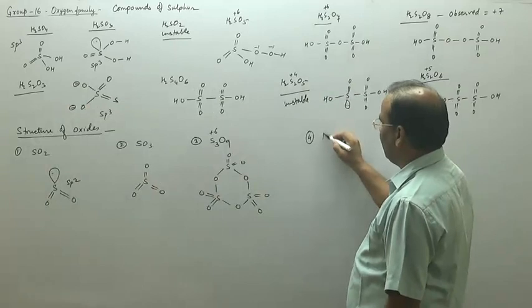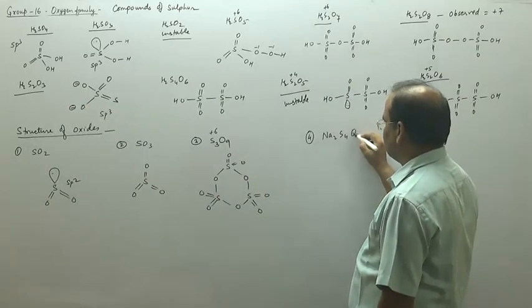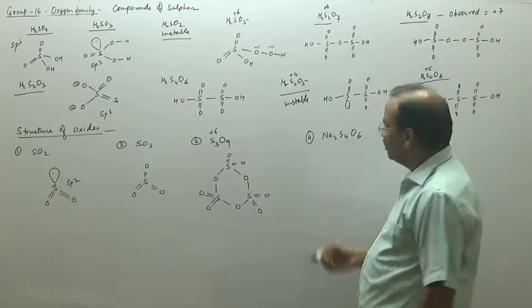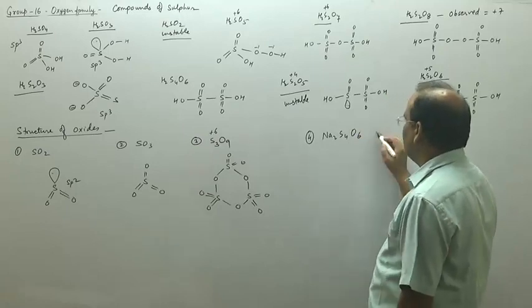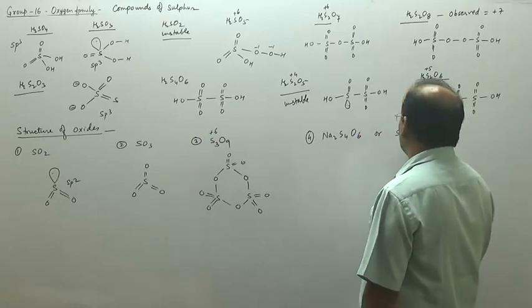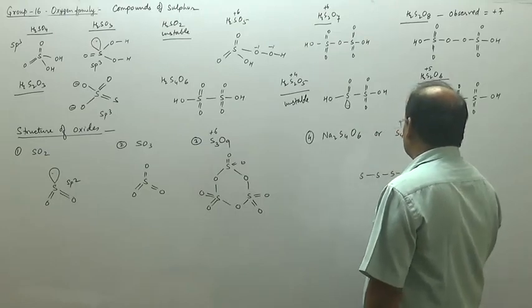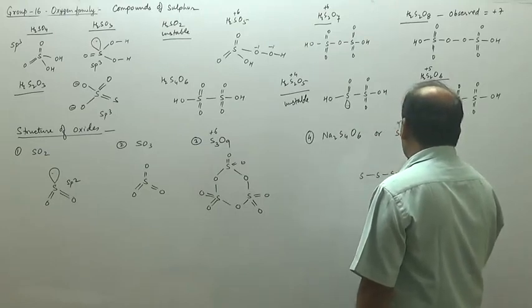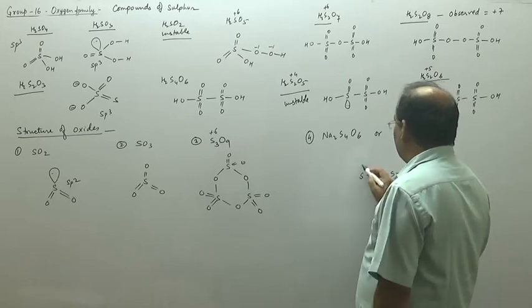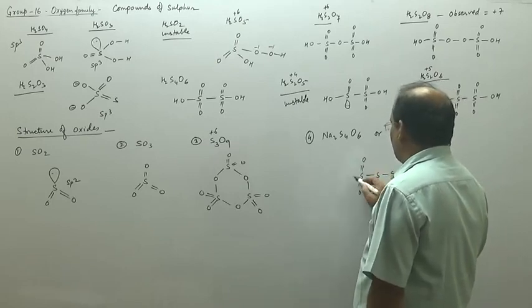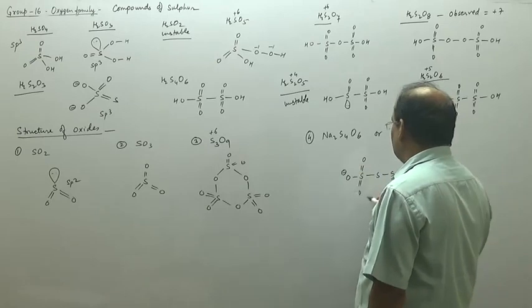We can write that, suppose I'm having Na2S4O6. If it is Na2S4O6, then in that case I'm going to write S4O6 2 negative. Then I'm going to write that there is a sulfur-sulfur bond in this. So I'll write that it is the sulfur-sulfur bond. Here also I'll get the sulfur-sulfur bond. So that is how the structure is.